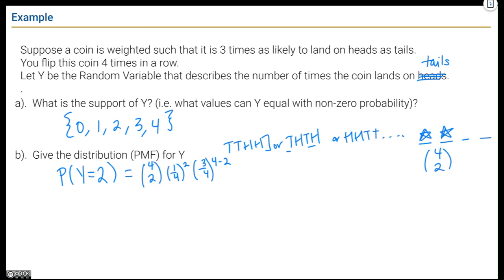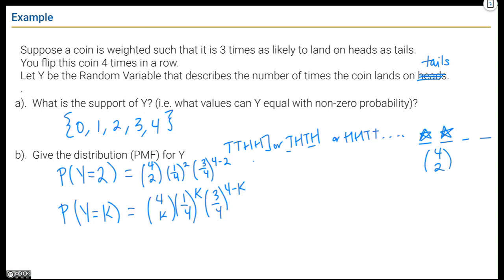And so if you notice what's happening in general, if I want the probability that Y is k, well, then I'm going to have 4 choose k, and then 1/4 to the k, 3/4 to the 4 minus k. This is a closed form function, so I have just one formula here.